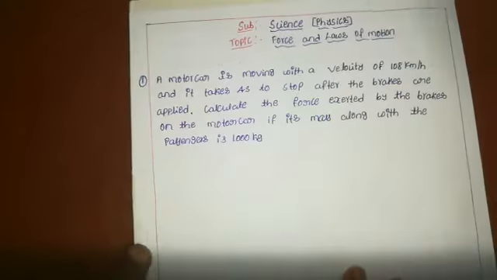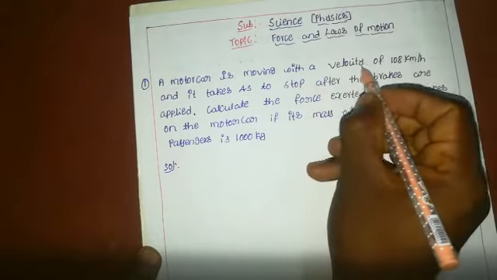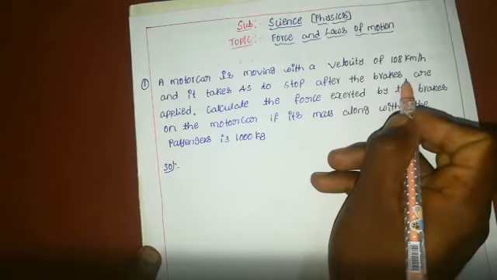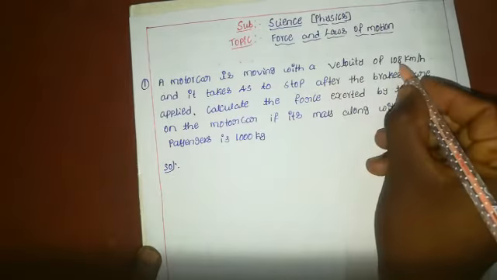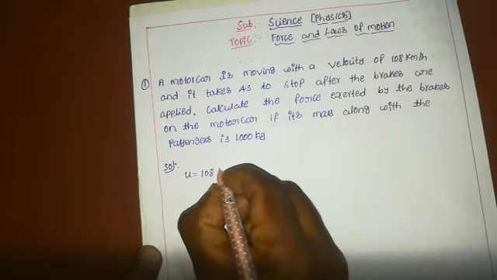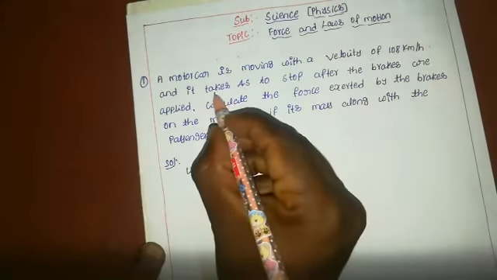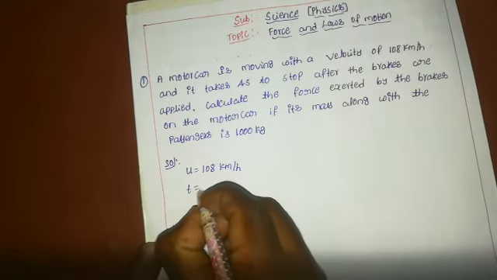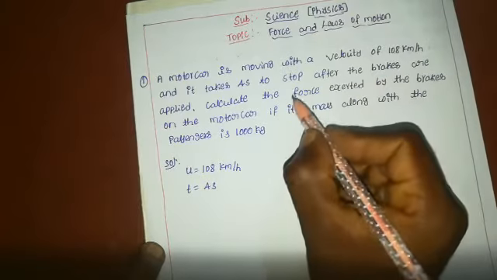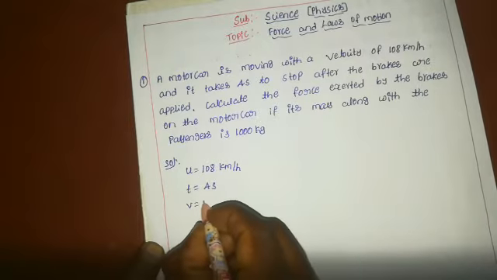Let's see what is given. A motor car is moving with a velocity of 108 km per hour and it takes 4 seconds to stop after the brakes are applied. It means 108 km per hour is the initial velocity, that is u = 108 km per hour. It takes 4 seconds, it is time, t = 4 seconds. To stop after the brakes, it means when we apply the brakes the final velocity will become 0, that is v = 0.